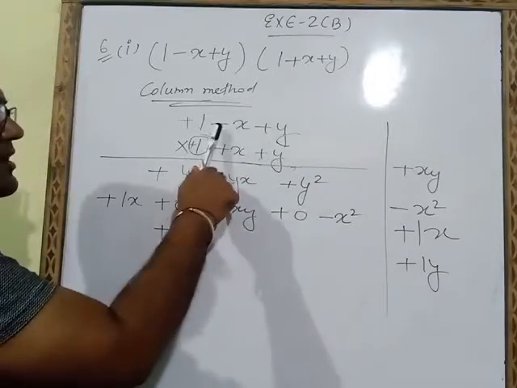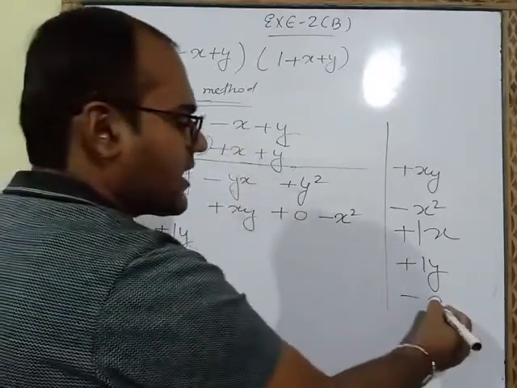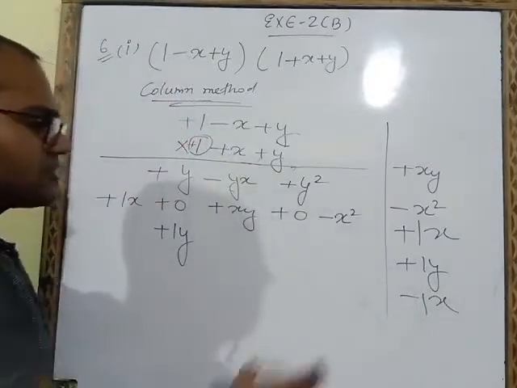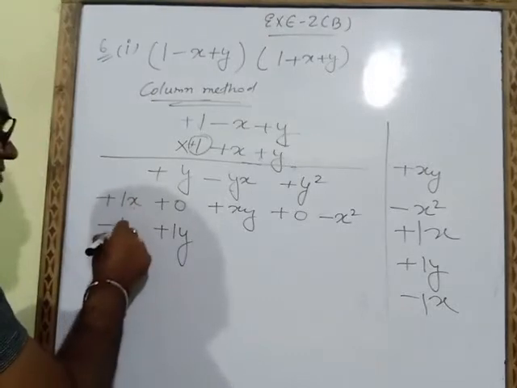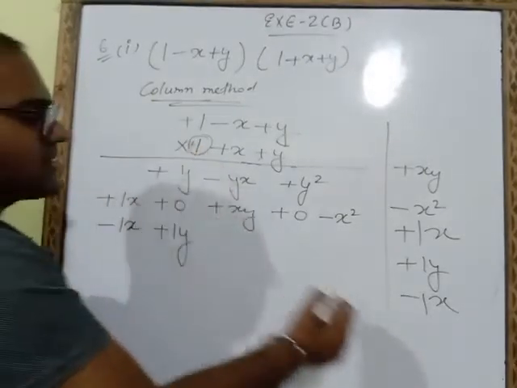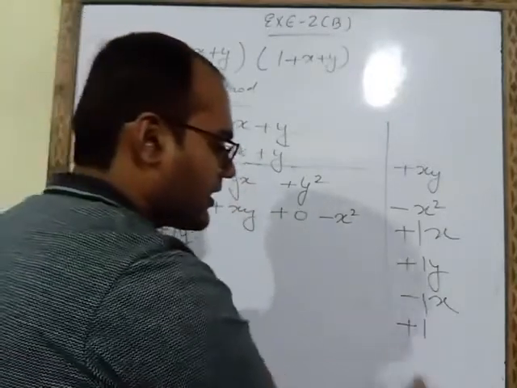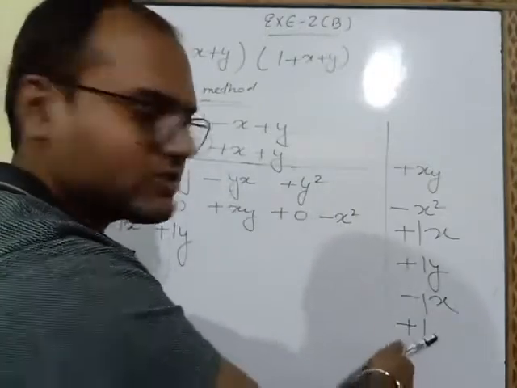Now plus multiply minus is minus, 1 multiply x is x, you can write x or you can write 1x, both are the same thing. So minus 1x we will write here. This is the x alphabet, minus 1x. Now plus multiply plus is plus, 1 multiply 1 is 1. So plus 1, this is the constant term, no alphabet is coming.